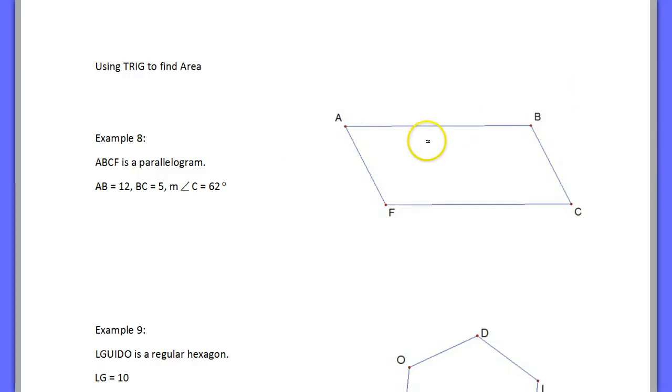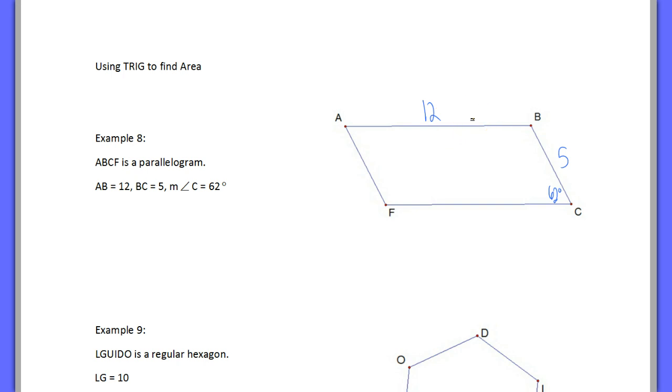In example 8, we have this parallelogram. AB is equal to 12, BC equals 5, and the measure of angle C is equal to 62 degrees. So that's what we're given, and we're trying to find the area of this parallelogram. We have some formulas for parallelogram to find the area.